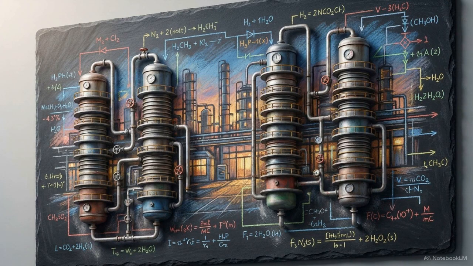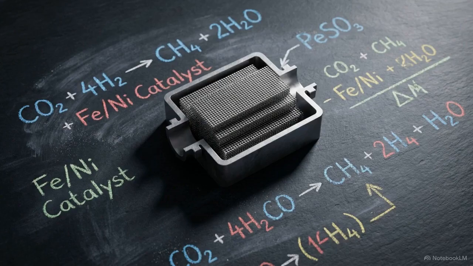Recognizing the difference between a temporary physical hold and a permanent chemical bond is exactly how industrial engineers design materials to manipulate chemical reactions at scale. That manipulation of surface bonding is the entire basis of modern industrial catalysis.